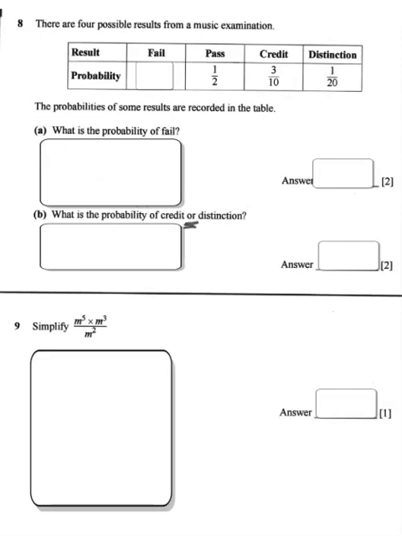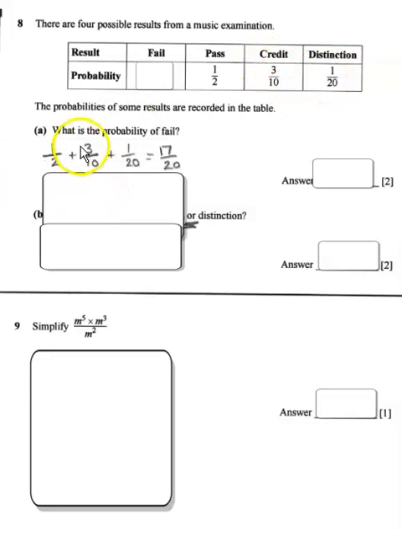So question 8, this is a probability question, and we have one missing here. It says the probabilities for some of these results are recorded in the table. It's for possible results for a music examination. And it says, what is the probability of fail? So that's the one that's missing here. The way you would do that is just add those up. When you add those up, you should get 17 over 20.